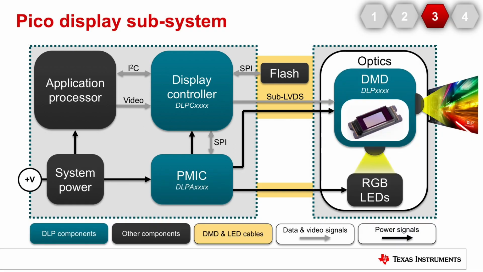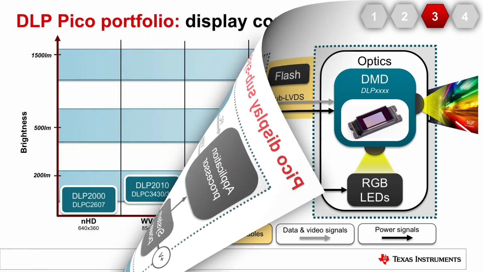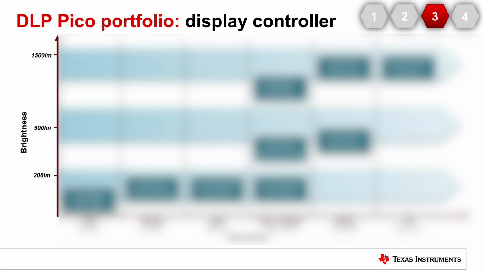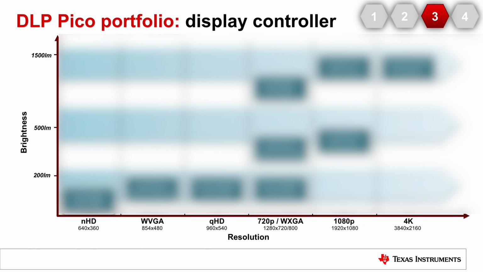So now that we have looked at the block diagram, let's transition to the DMD portfolio. To get a good idea of the portfolio itself, let's start by defining the two axes. The first one is the brightness axis. It goes from literally 0 lumens upward to 1500 lumens. And then the second axis on the horizontal is the resolution. That goes from NHD up to 4K.